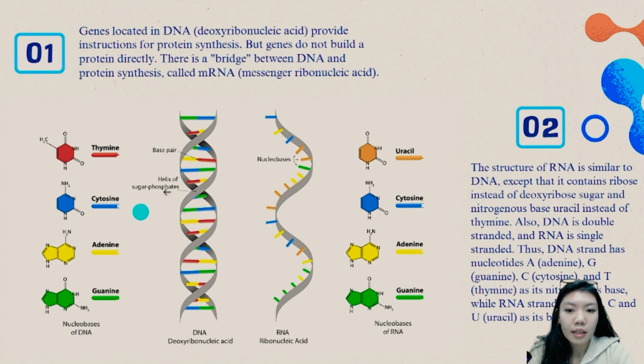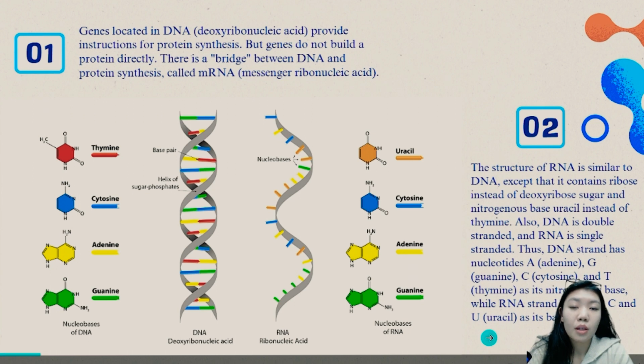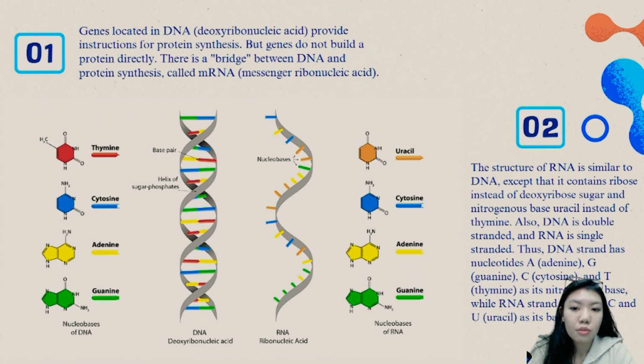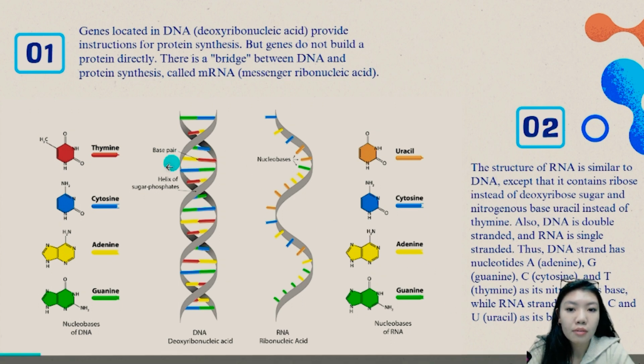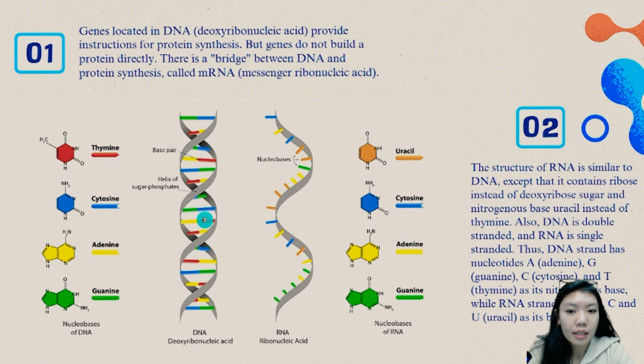Here you can see the DNA and RNA. Before starting our lesson, you need to know these two specific terms, DNA and RNA. We know about the gene located in the nucleus in the cell, and in the genes we have the DNA and RNA. DNA is deoxyribonucleic acid, and it provides instructions for protein synthesis. But genes do not build the protein directly, so there is a bridge between DNA and the protein synthesis, and we call it mRNA, messenger ribonucleic acid.